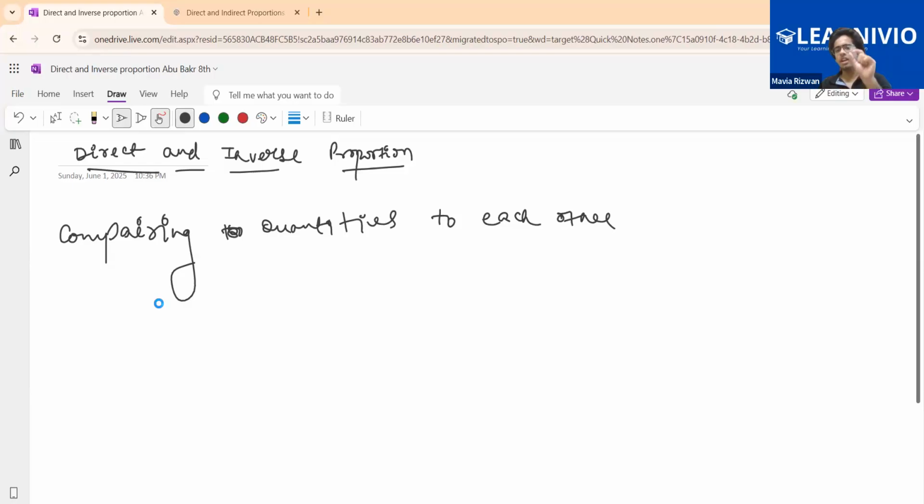Now, who could tell me, the time you estimated, would it now decrease or increase? The time taken to complete the work, will it be less now or more? Sir, less. Less, right? So, when I'm increasing the number of students, the time taken to complete that work is less. This is inverse proportion. When I increase one quantity, the other decreases. Or when I decrease one quantity, the other increases. Is this clear now? What is inverse proportion? Yes, sir.